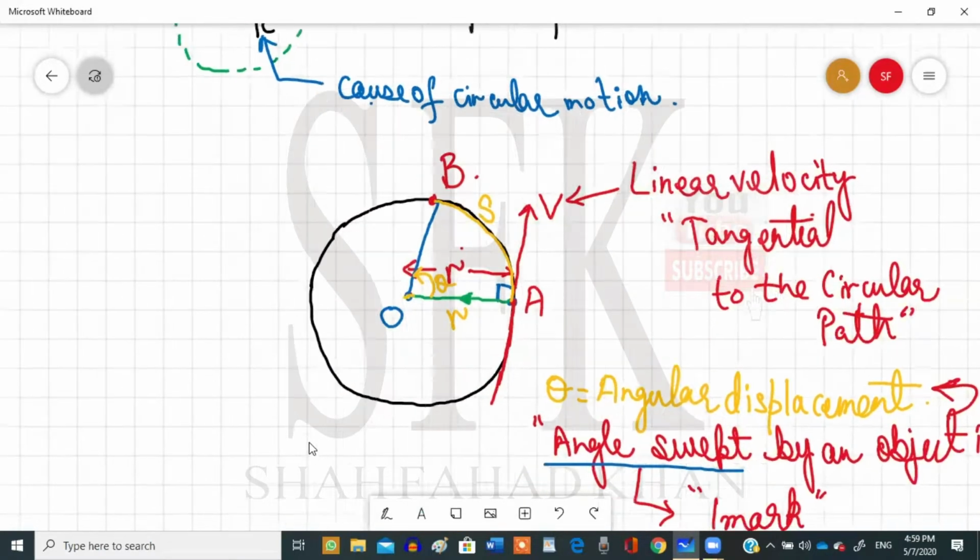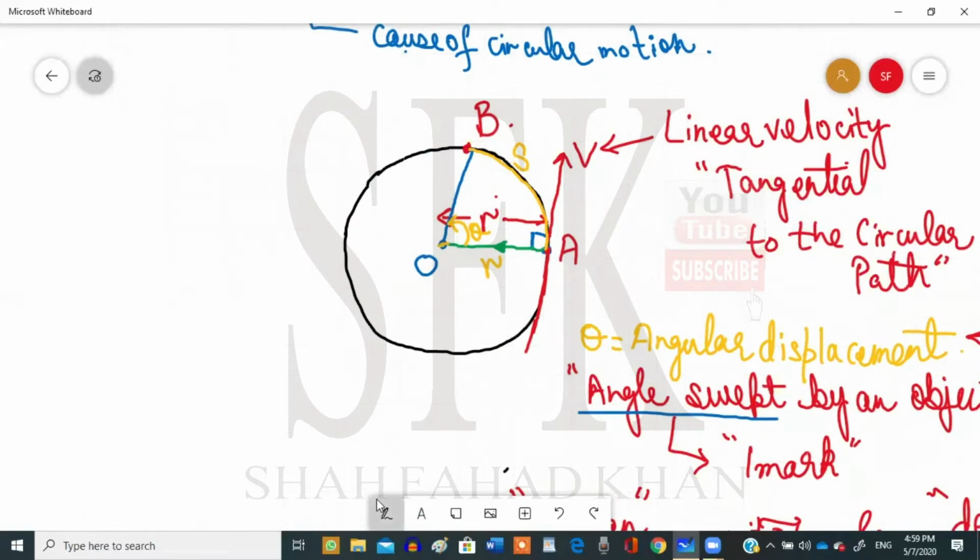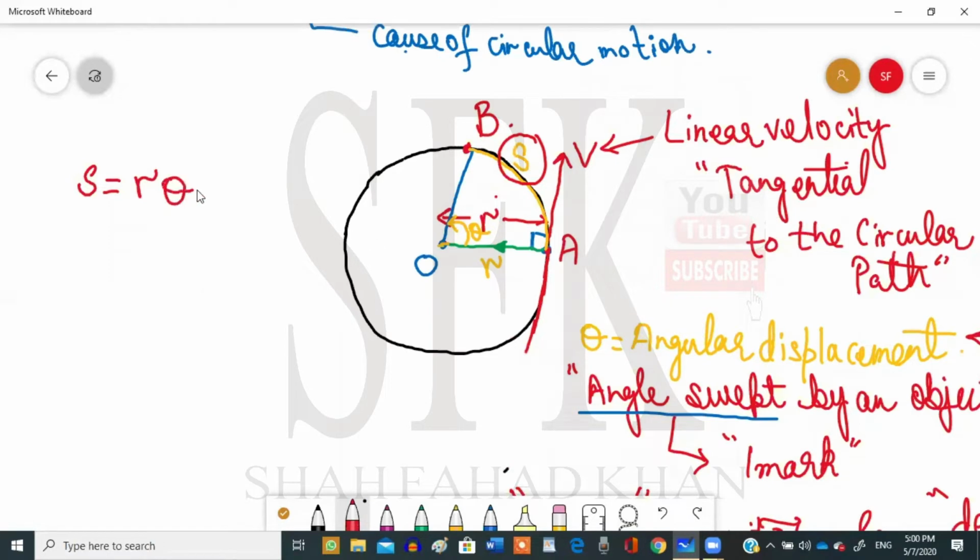Now, from math, there is a formula to calculate this arc length when the angle given is in radians. Arc length is equal to the product of radius and angular displacement, or the angle. S is equal to r theta. This is something you've done in math. This is a formula you'll need to remember, the formula for calculating the arc length.